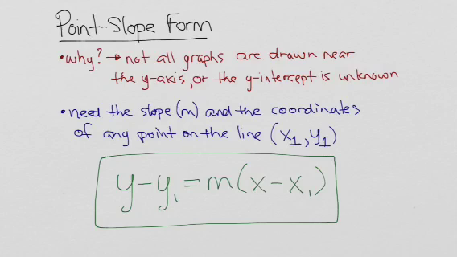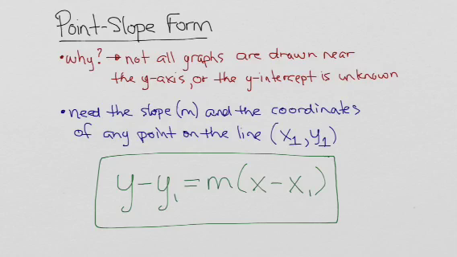And it's because not all graphs are drawn near the y-axis, and our other formulas really use those intercepts, the places where the graph crosses the axis. So they're not always drawn there. And the second reason, sometimes those intercepts are messy numbers. They're fractions or decimals, and they're hard to find, or they're too big to fit onto the graph. So this is kind of the backup to the backup plan. So this one isn't as useful sometimes, but again, sometimes it is.